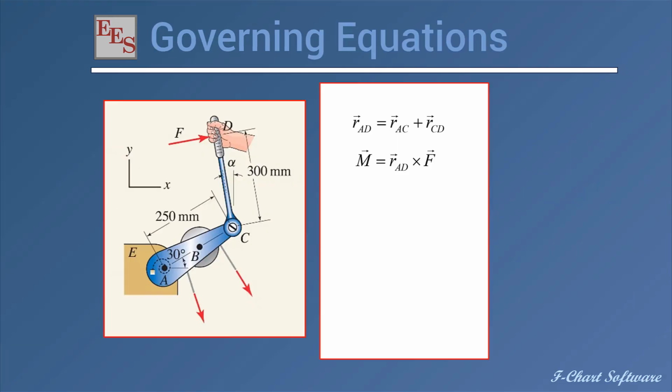Alright, so the solution that we're going to do is going to use a vector approach, and it's also going to set this up as an optimization problem. So the idea then is that our independent variable is going to be alpha, that angle, and we'll let the optimizer in EES choose the value of alpha that minimizes the force. So let's go ahead and think about the governing equations before we try to do this in EES.